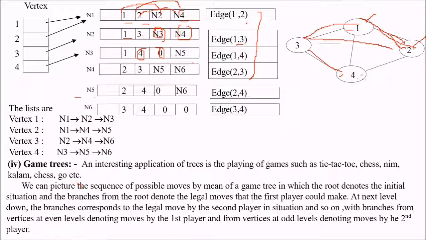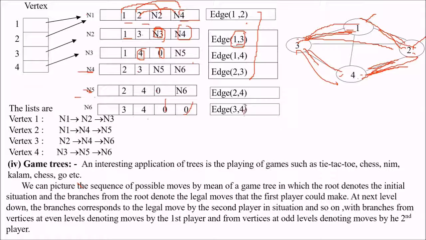Again we are coming to N4. N4 says 2 to 3, so 2 is with N5. Why? Because again 2 to 4 is given in N5. And what about 3? 1 we have taken, 4 we have taken. There is no edge from this. So N6 is 3 to 4. 1 and 3 is already done, 3 and 4 is not done. So 3 and 4 is N6. Now because the edge from 3 to 1 is already taken and 3 to 4 is already taken, we will place 0 and 0 here. This is for 3, 4.